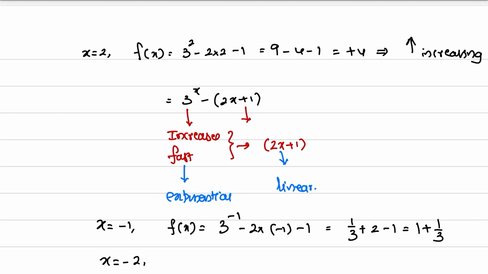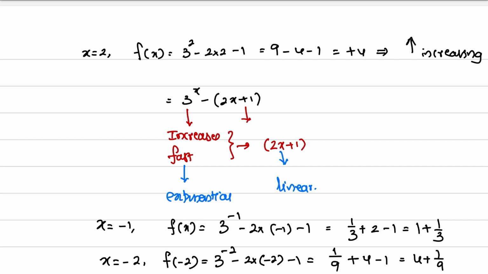x is equal to minus 2. Function f(minus 2) is equal to 3 to the power of minus 2, minus 2 into minus 2, minus 1. That is 1 by 9 plus 4 minus 1. That is equal to 4 plus 1 by 9, 3 plus 1 by 9, sorry. 4 minus 1 is 3. 3 plus 1 by 9.